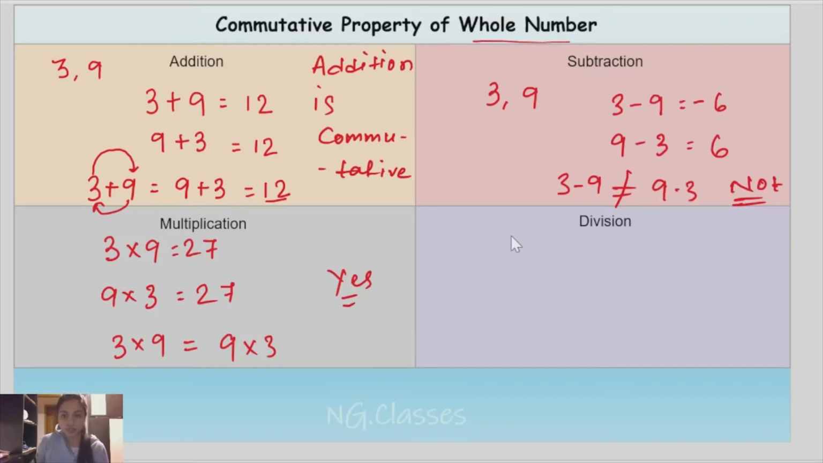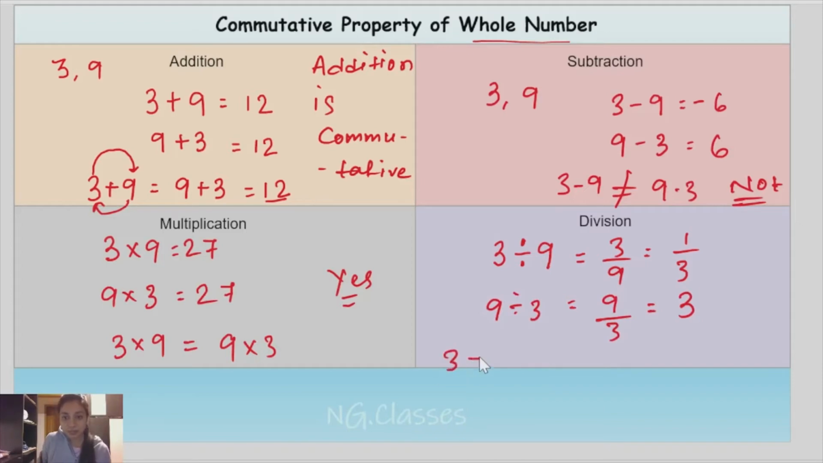Now check for division. 3 divided by 9. We will get 3 by 9 or 1 by 3. What about 9 divided by 3? We are getting 9 by 3, that is only 3. So 3 divided by 9 is not same as 9 divided by 3. So division is not commutative.